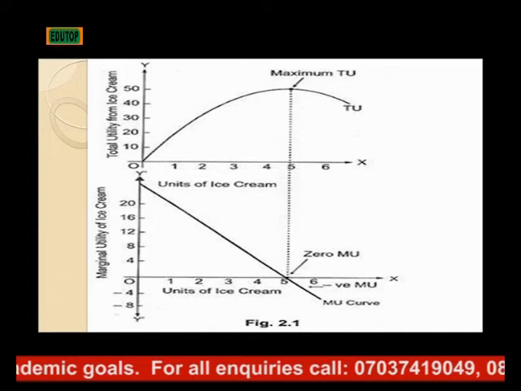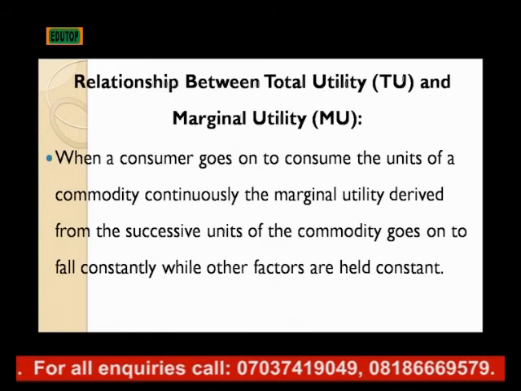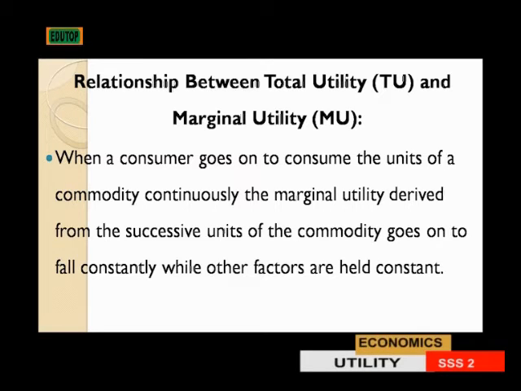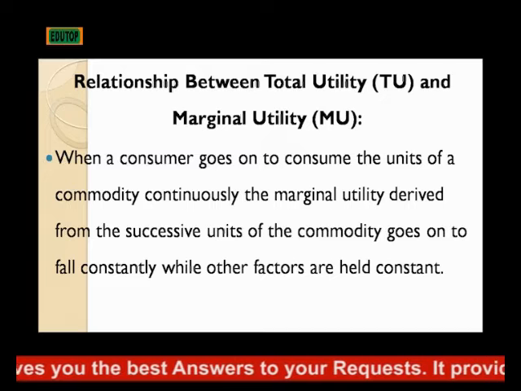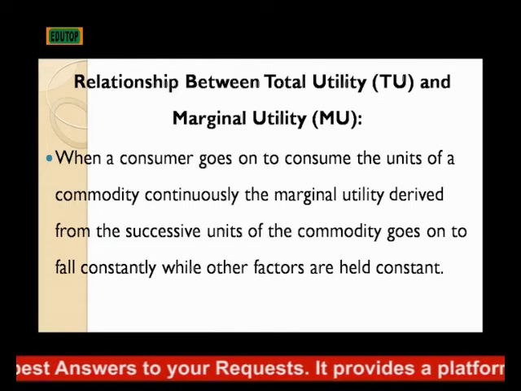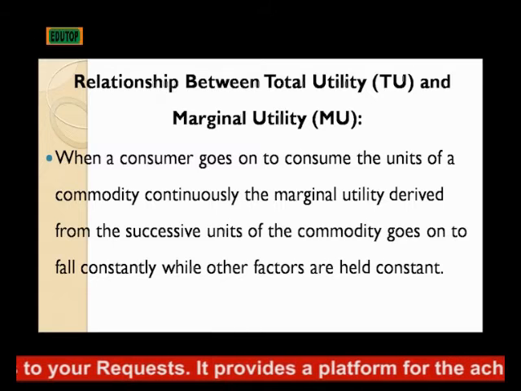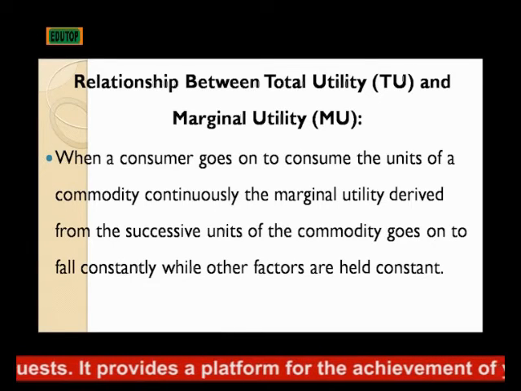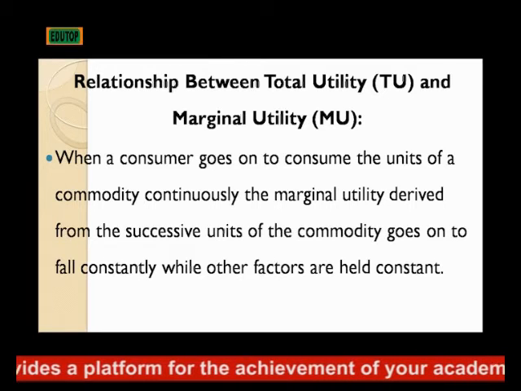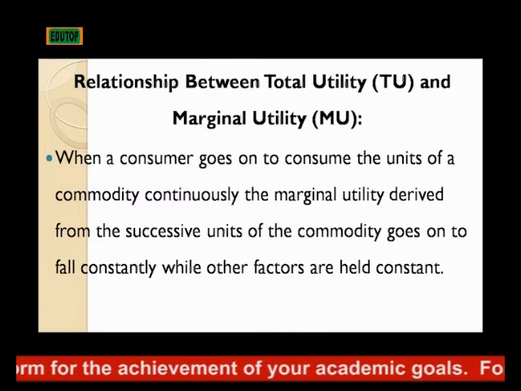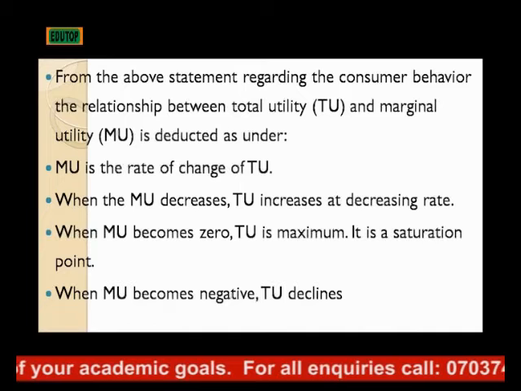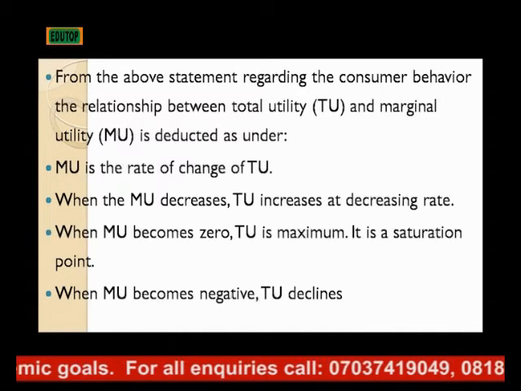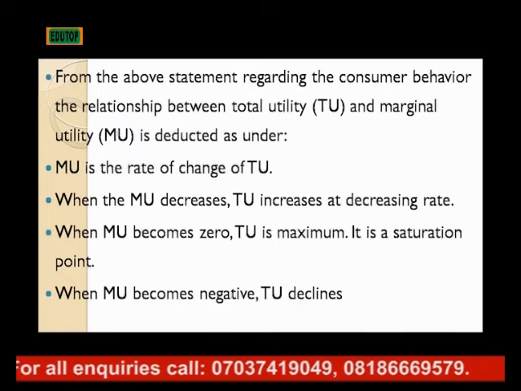But we can categorically state that when the consumer goes on to consume units of the commodity continuously, the marginal utility will continue to reduce. The marginal utility derived will continue to fall constantly, while the total utility at first will be increasing, and later it will get to a level where there will be no more increase in total utility, but the total utility will start falling.